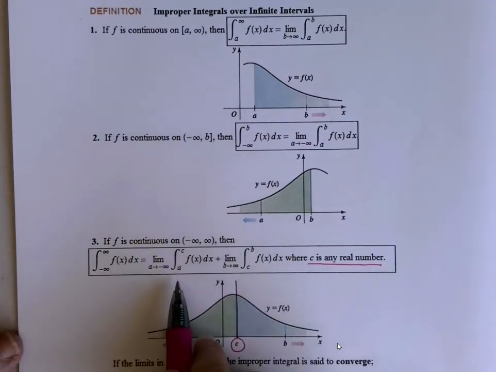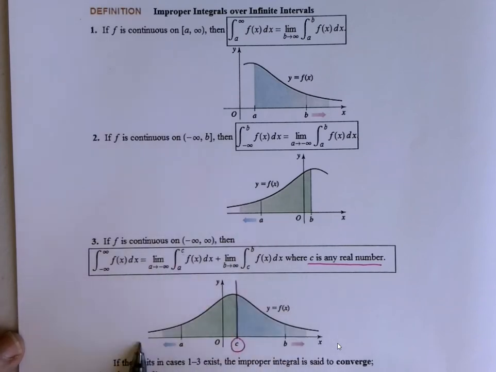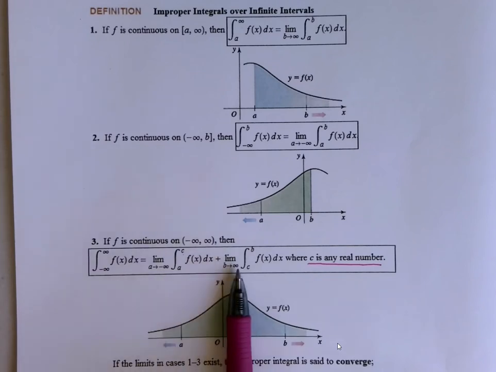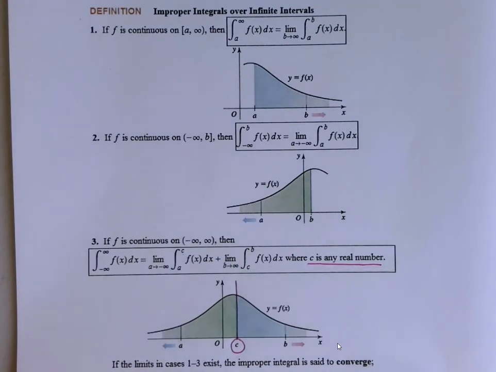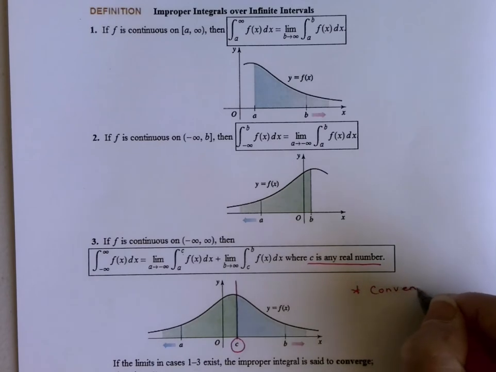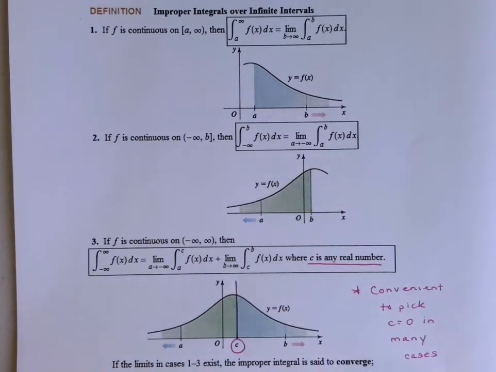And we first integrate from a to c, with a going to negative infinity. And then we integrate from c to b, with b going to positive infinity. So we're essentially finding this area in two pieces, the piece to the left of c and the piece to the right of c. One quick note, it's often convenient to pick c equals 0 in many cases. And so that's typically what I'll try first unless there's some strong reason not to.